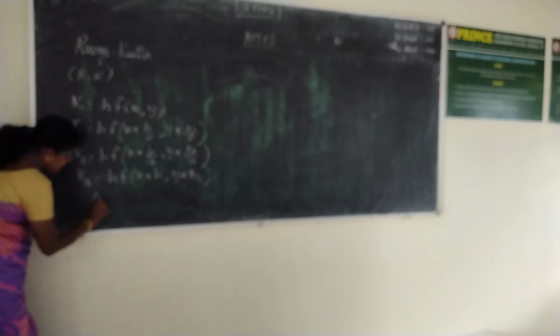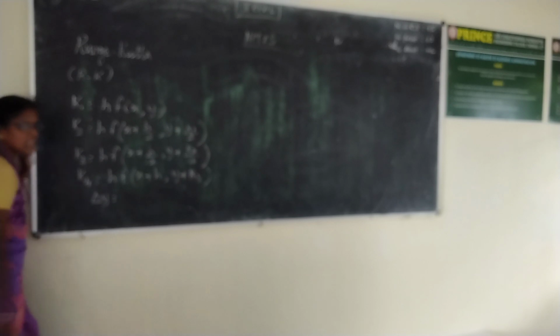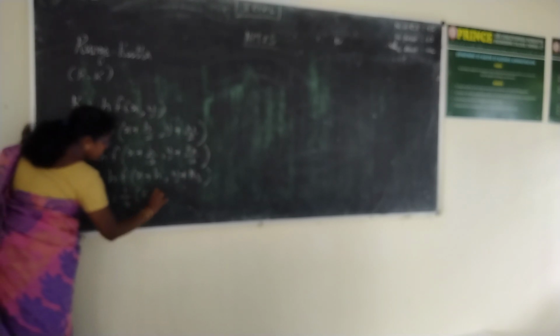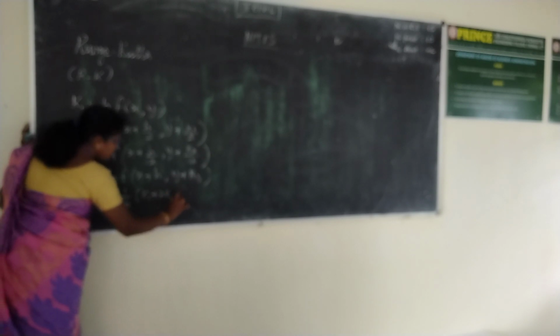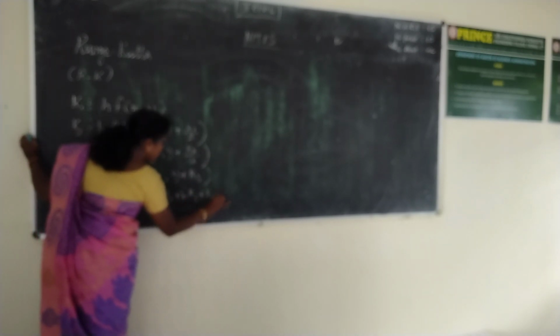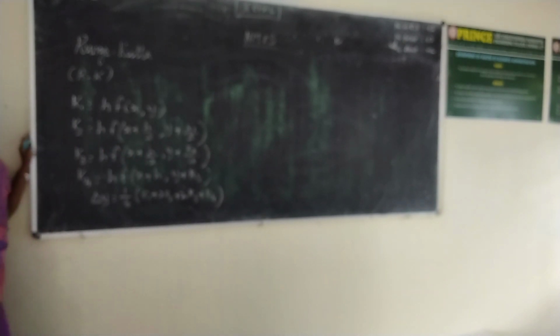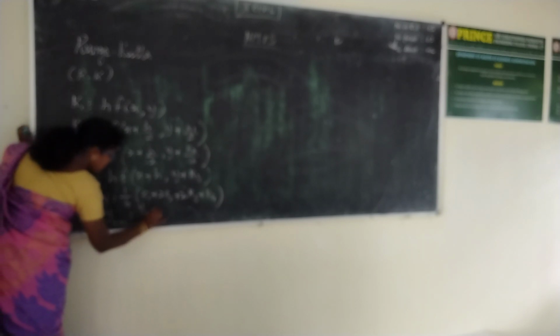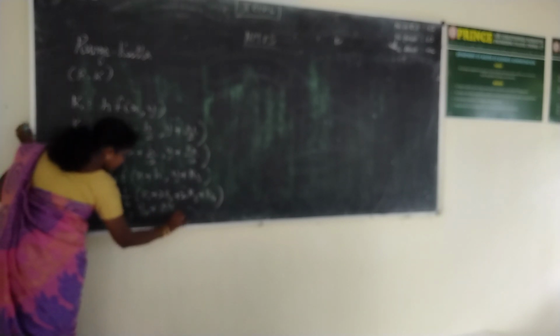Then del y, the interval difference value, is equal to 1 by 6 of k1 plus 2k2 plus 2k3 plus k4. So this is the formula to get the difference value. Generally we can say yn plus 1 is equal to yn plus del yn.